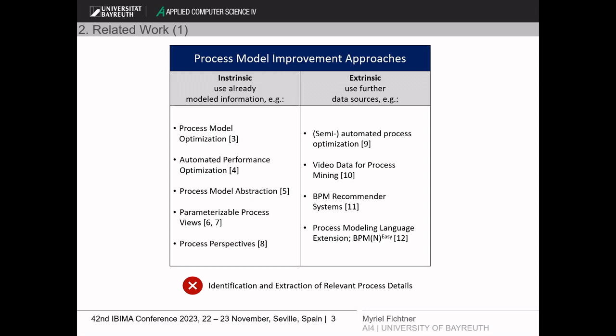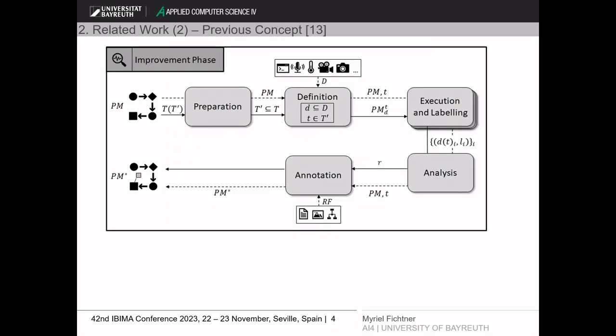Therefore, we developed a concept in previous work which I want to introduce briefly. Our developed concept describes an iterative approach where relevant process details are identified by analyzing tasks in a process model successively. The input of our approach is an existing process model PM, which contains a set of tasks which have to be executed to achieve a certain business goal, for example, manufacturing a certain product.